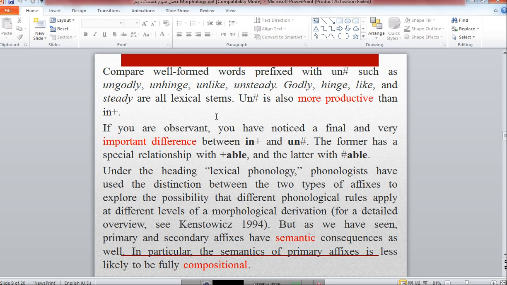We have included our discussion of primary and secondary affixes in a chapter that deals with the interaction between phonology and morphology, because that is the context in which this distinction has most often been treated, and because it led to important work in phonology. Our objective was not to give a comprehensive account of the topic, but rather an overview, and thus we have left many issues untouched. So, under the heading Lexical Phonology, phonologists have used the distinction between the two types of affixes to explore the possibility that different phonological rules apply at different levels of morphological derivation.